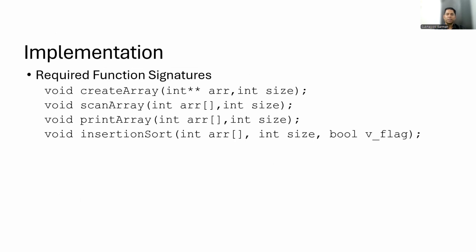Implementation: the signature for the implementation will be the same as for the previous two algorithms, bubble sort and selection sort. So we need one function to create the array, one for scanning, another for printing. And in my insertion sort function, we will pass the array, its size, and we may use one Boolean flag. This flag will decide whether this function will show the intermediate results or not.